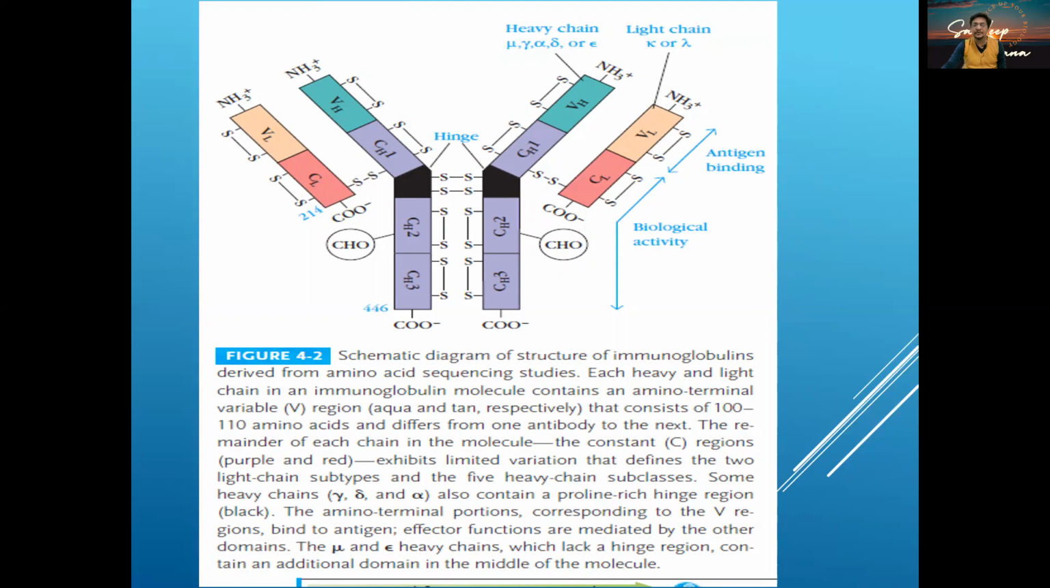The name of the antibody is always given based on the kind of heavy chain it has. It has five different heavy chains: alpha, delta, epsilon, mu, and gamma. On that basis, they have been given the names IgA, IgM, IgD, IgE, and IgG. Similarly, the light chain is either the kappa chain or the lambda chain.